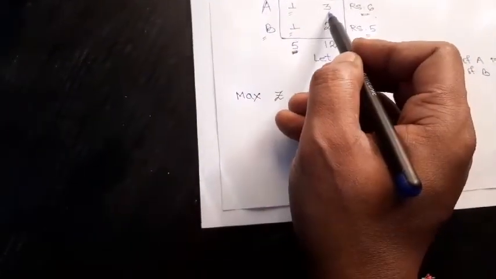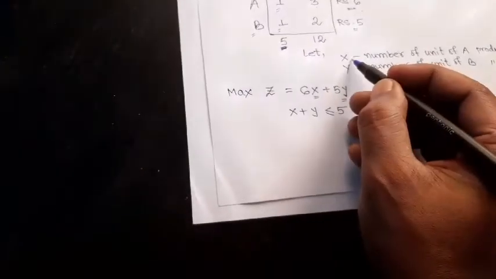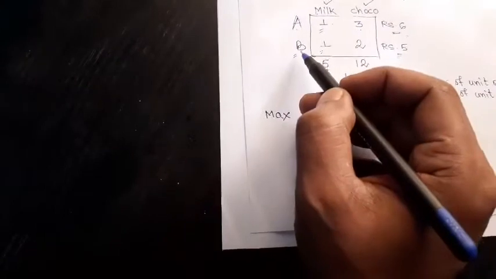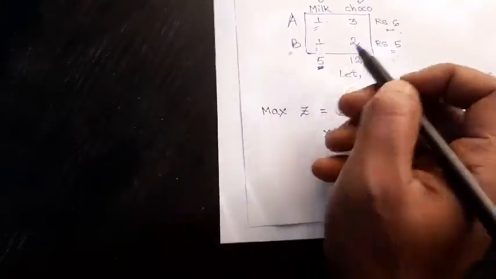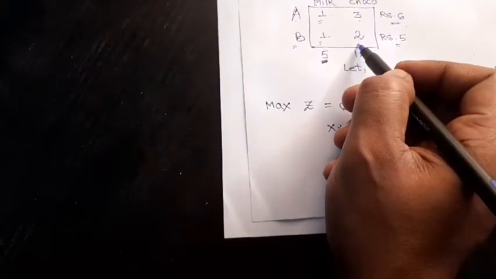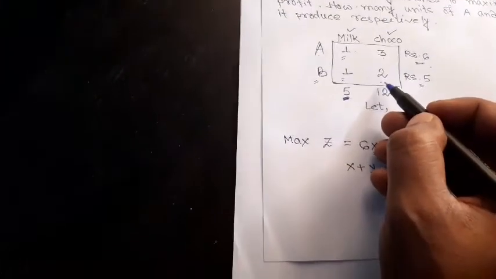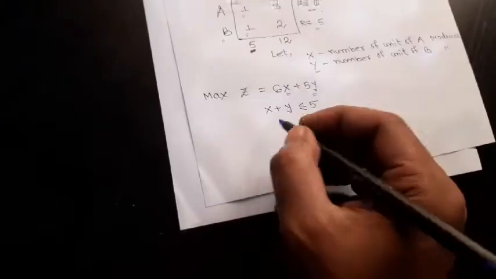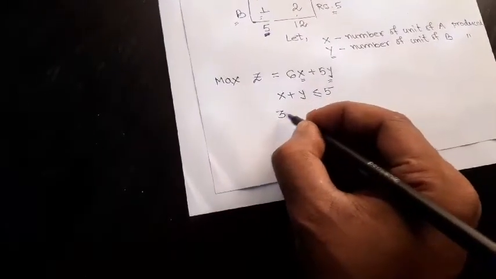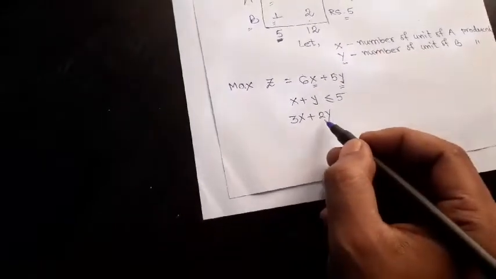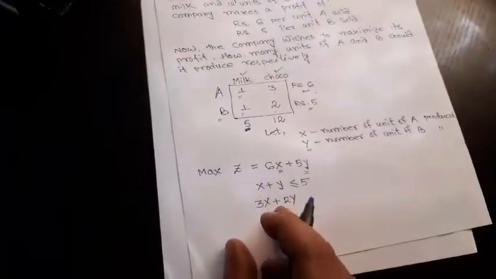Similarly, in the case of choco, 1 unit of A requires 3 units of choco. So X units of A require 3x units of choco. Similarly, to produce 1 unit of B, 2 units of chocos are required. So to produce Y units of B, the choco requirement is 2y. So the total choco requirement is 3x plus 2y.